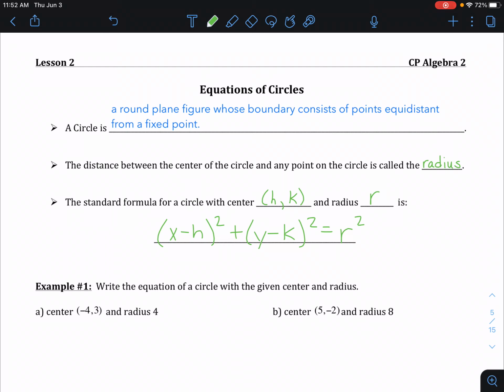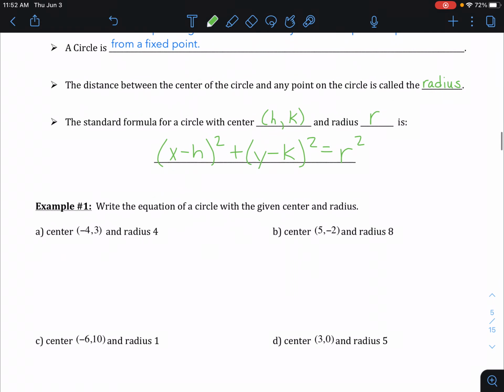Now the formula will show the r squared. So if the formula has a 25, that means the radius is a 5, okay? Because in the formula, it's represented as radius squared. Okay, so let's take a look at example 1.